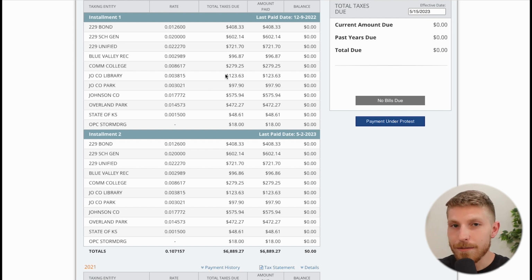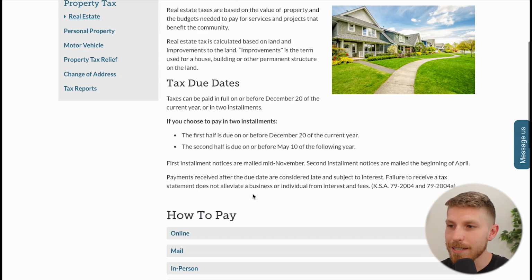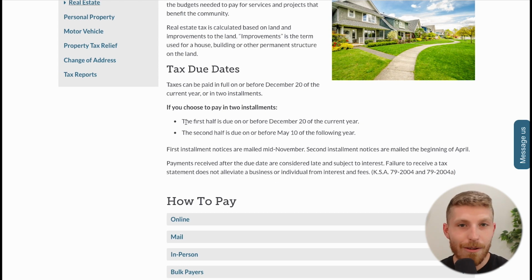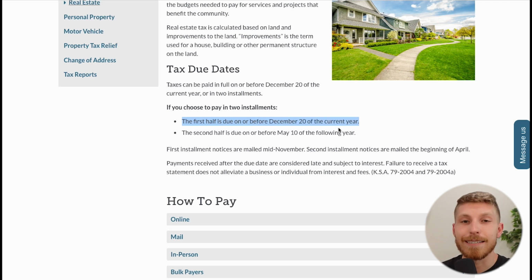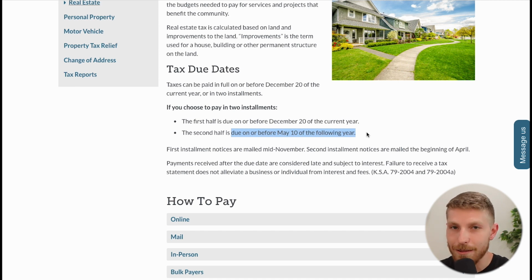So this is one of those homes in that Lionsgate subdivision. You can see the total taxes right here, $6,889.27. They've paid in 2 installments. Now, a little memo about the installments. So on the Johnson County website, you can pay either all at once up front for the entire year, or you can do it in 2 installments like those people did. The first half is due December 20th of the current year. The second half is due on or before May 10th of the following year.